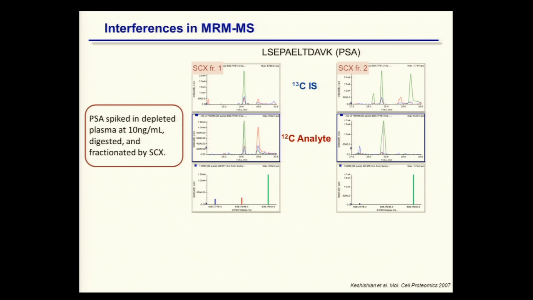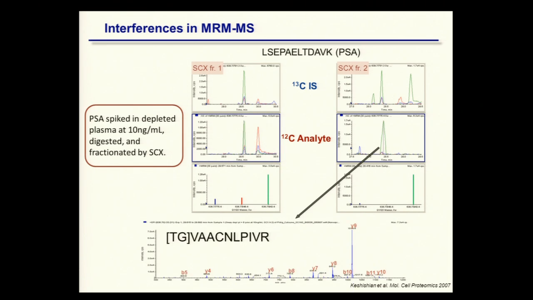Whereas on the right side, the transition ratio does not match at all, because this green transition is interfered by another species that coelutes with our analyte of interest. We were even able to try to sequence what this is, and we were able to partially sequence this other peptide that happened to coelute in one of the fractions.